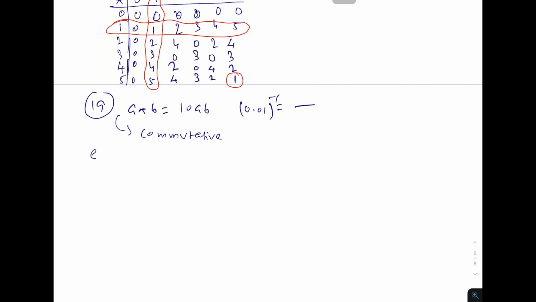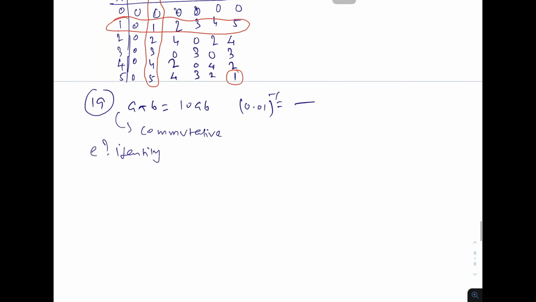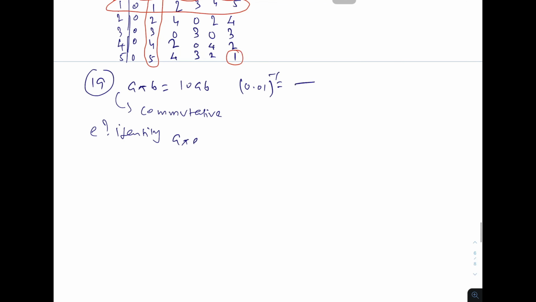Now in E first we need to find out identity. So A star E equal to A, and this would imply 10 AE equal to A, and this would imply E equal to 1 by 10. So this is identity.